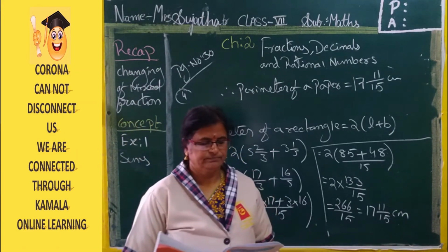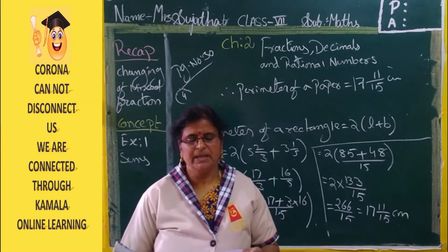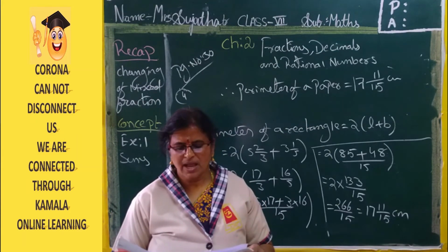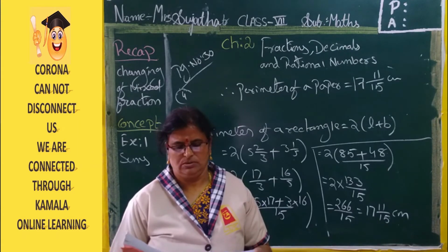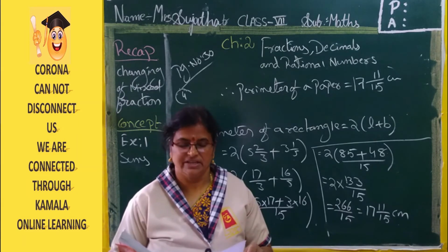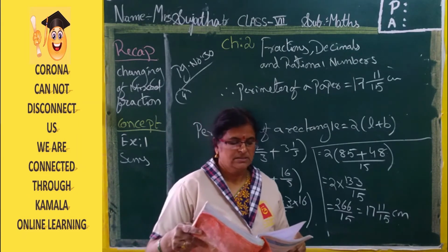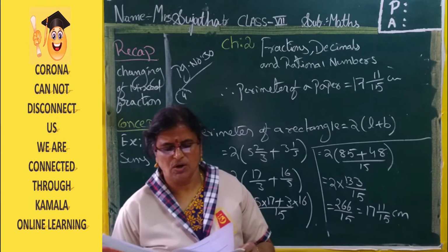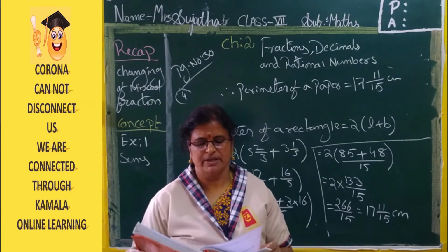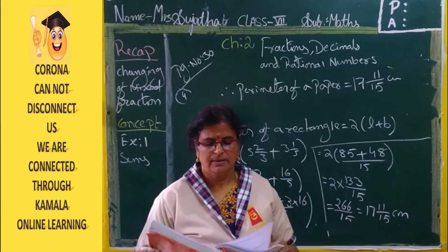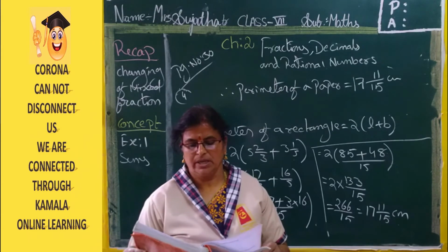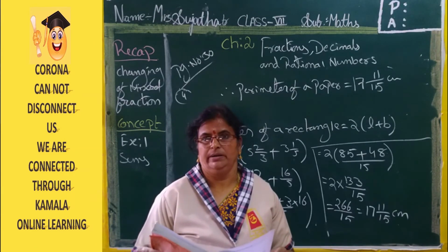Now, fifth one. The recipe requires 3 1/4 cups of flour. Radha has 1 3/8 cup of flour. Now, how many more cups of flour does she need? See, the recipe requires, Radha wants to make one recipe. For that recipe, she requires 3 1/4 cups of flour. But how many cups of flour does she have? Only 1 3/8. Okay, so how much more does she require?